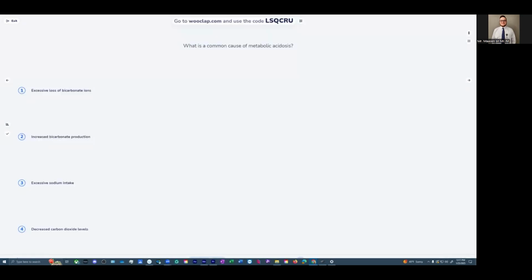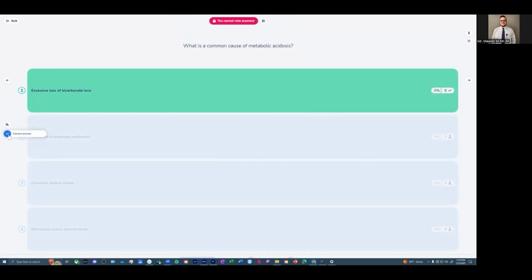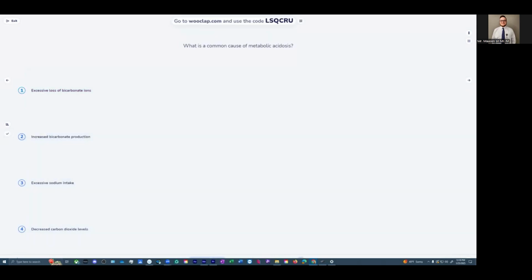Right. So some questions to finish off. What is a common cause of metabolic acidosis? I'll give you a second to answer. So again, balance. I have all these answer choices. Excessive loss of bicarb is going to mess up the balance of acid to bicarb. What's our primary buffer system in our blood?